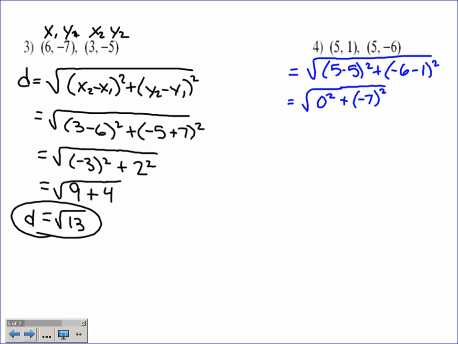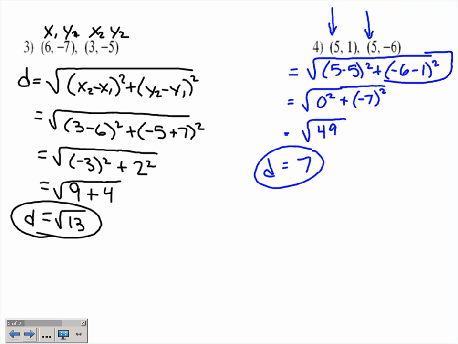What's negative 7 squared? So this is like the square root of 49, which is 7. You want to see an easy way of doing this? If you ever notice that one set of numbers is the same, such as the 5 and the 5, you can basically take negative 6 minus the negative 1 to get the 7. So this is basically this part right here.